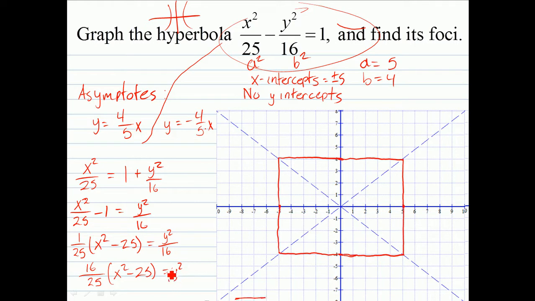If I take the square root of both sides, then ultimately I end up with plus or minus 4/5 times the square root of x squared minus 25, and that equals y. So I'll write the y over here.